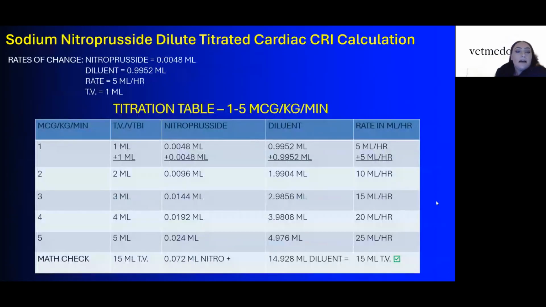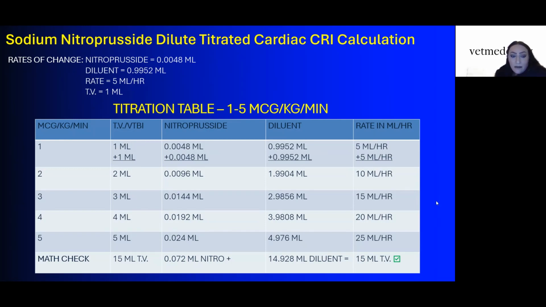So this is the rates of change. Nitroprusside volume is 0.0048 mils. Diluent volume is 0.9952 mils. The rate is 5 mils an hour. The total volume is 1 mil. And we've got 1 to 5 mics per kg per minute shown here.